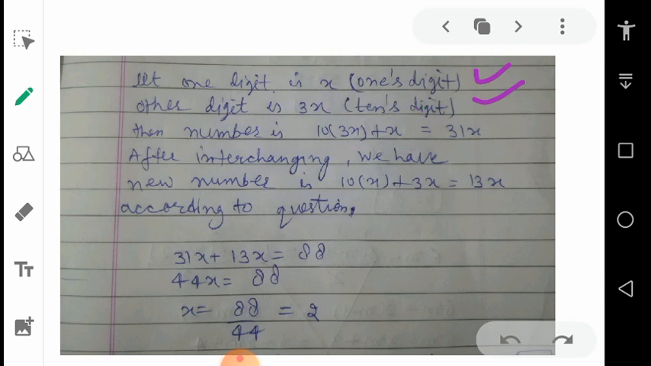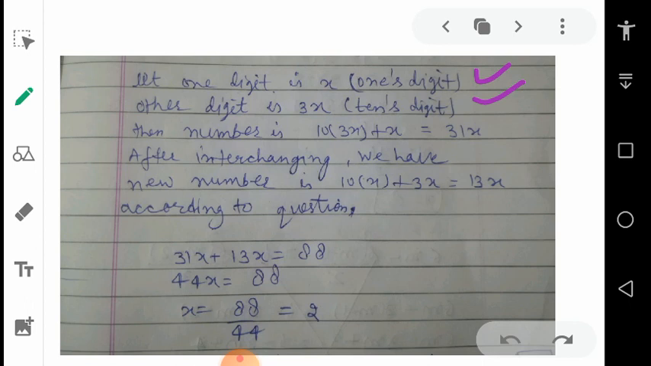After interchanging, as I told you in the previous video, the coefficient of 10 changes. Here 10 is multiplied by 3x, see in the circle, but when we interchange the digits, the 10 is multiplied by x. So the new number after interchanging the digits is 10x plus 3x. Simplifying it, we get 13x.